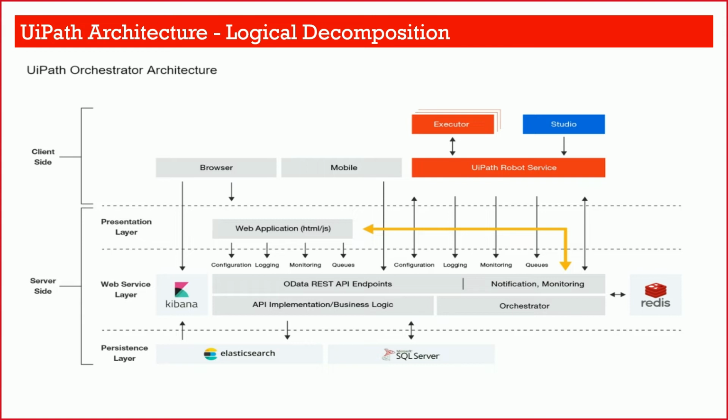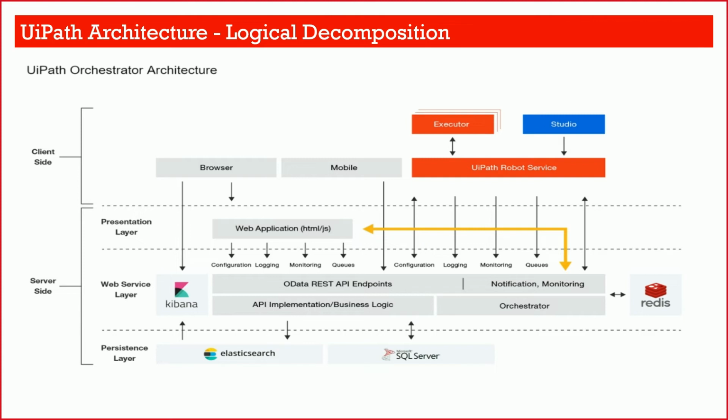And then at the presentation layer, you also see there is communication happening between the UiPath robot and the web service layer, right? That's the core component of UiPath Orchestrator. It has a combination of multiple things. One is API implementation and business logic, and then you have a REST API endpoint. For UiPath, everything that you do, like configuration, logging, monitoring, queues, can all be handled through the API, right? The UiPath Orchestrator web application is also using the REST API to perform those tasks.